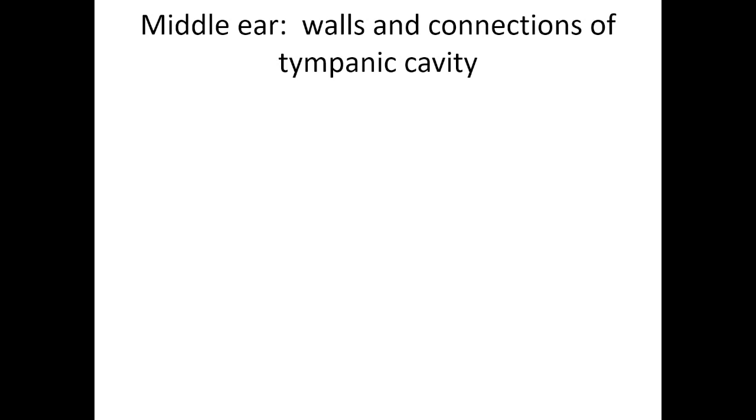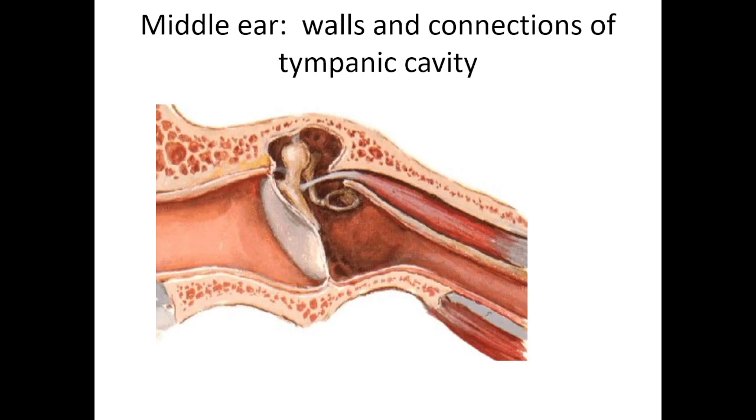Now, middle ear, the walls and connections of tympanic cavity. This is a section through the pyramis of temporal bone. And this arrow demonstrates us paries membranaceus for tympanic cavity. Tympanic cavity is this space.